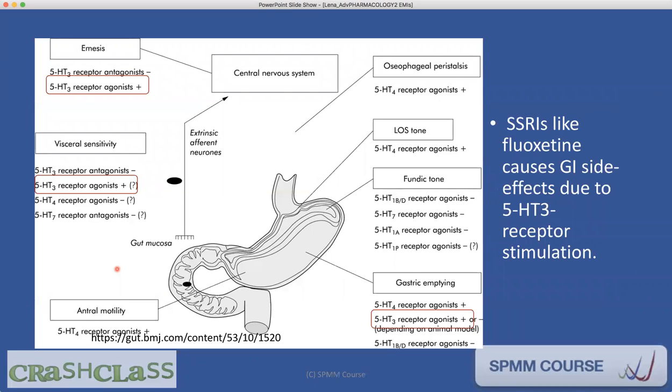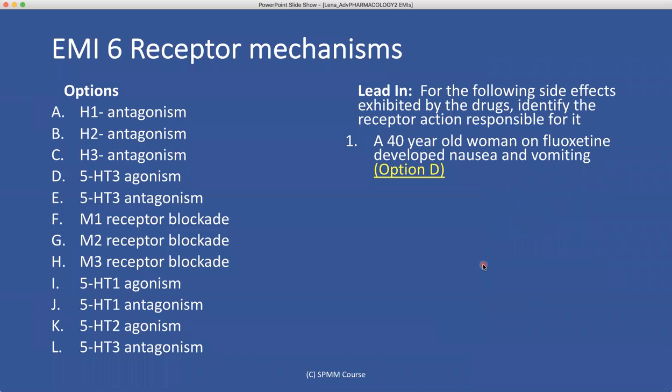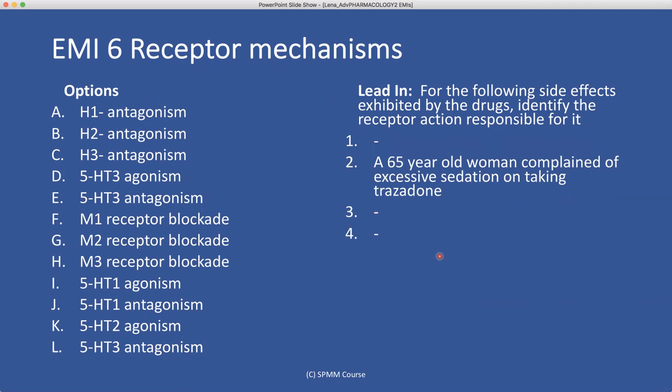SSRIs such as fluoxetine cause GI side effects because they stimulate 5-HT3 receptors. 5-HT3 receptors, when you stimulate them, can increase the visceral sensitivity, emesis, vomiting. They can also increase gastric emptying. So all of these are actions of 5-HT3 receptors. When they're stimulated, you'll have diarrhea, nausea, increased peristalsis. So option D, 5-HT3 agonism is the reason for gastrointestinal side effects of SSRIs.